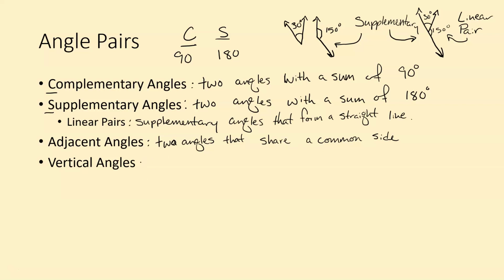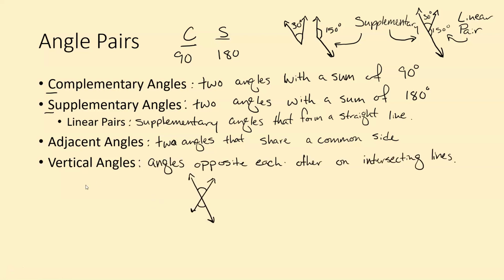And then vertical angles. Vertical angles are angles opposite each other on intersecting lines. So they do not share any common sides, but they do have that common point. So like if I have these two intersecting lines, we see that this angle is vertical to that angle. Okay, so make sure you have these definitions written down and we'll go through some examples with these.